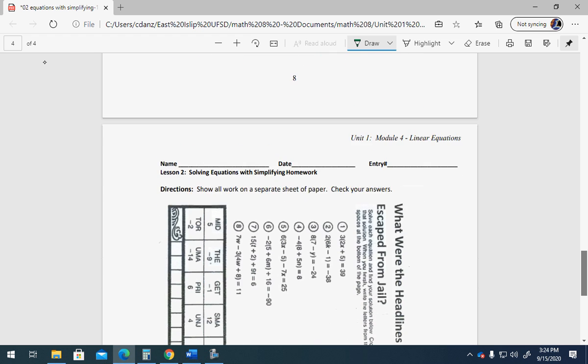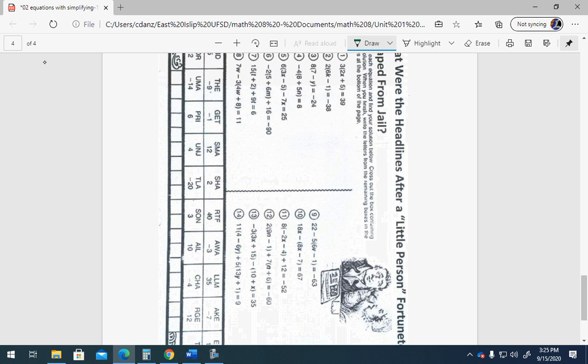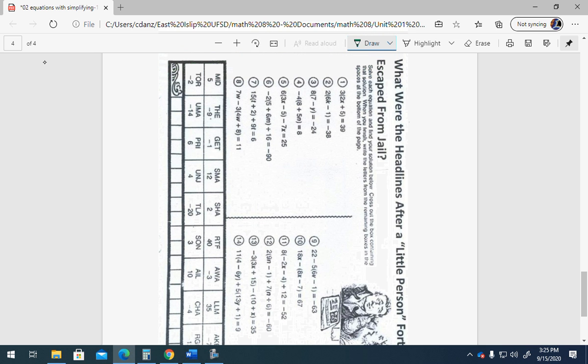Your homework is here, one of these riddle dittos. I'm not asking you to do the riddle. I don't expect you to do the riddle actually, because I think there's too many questions on here for you to do for homework. I like to do like 5 questions, especially since you're solving and checking. So for homework tonight, I really only want you to do number 2. So I'm going to circle this.